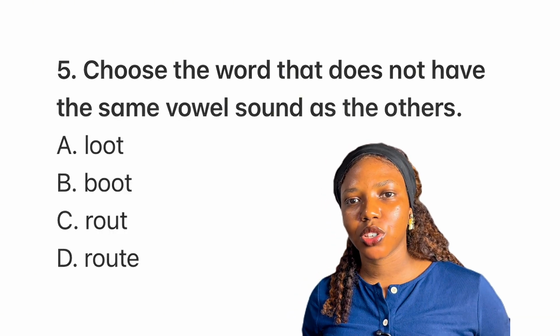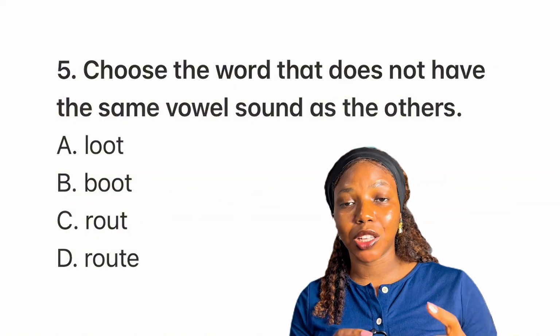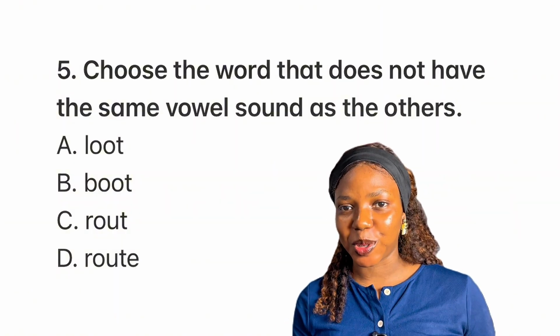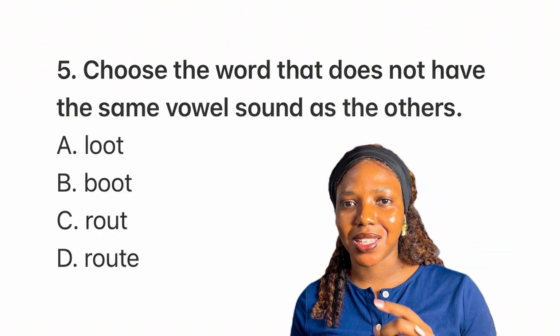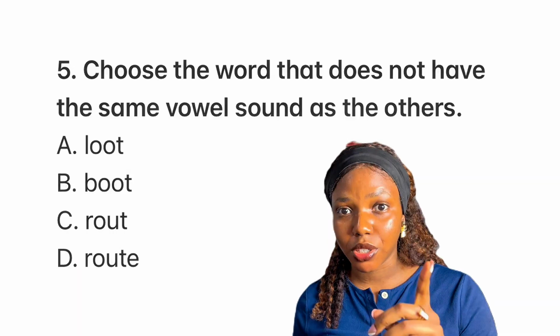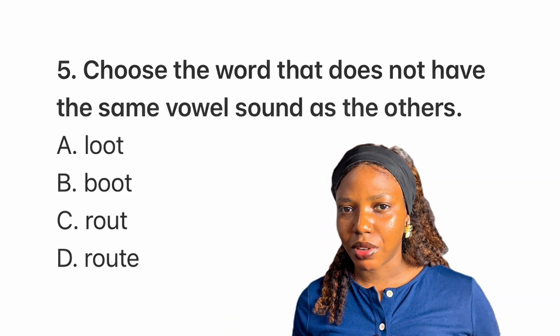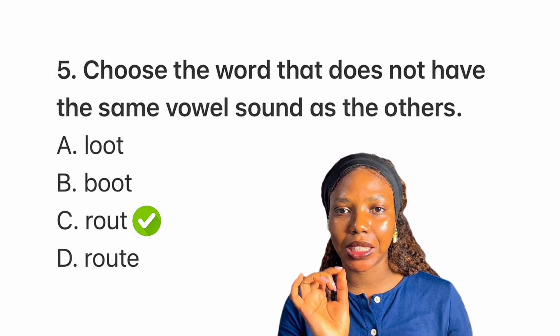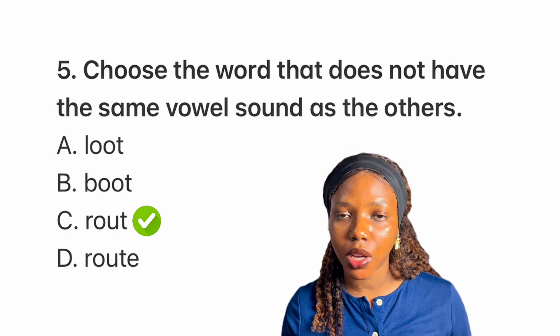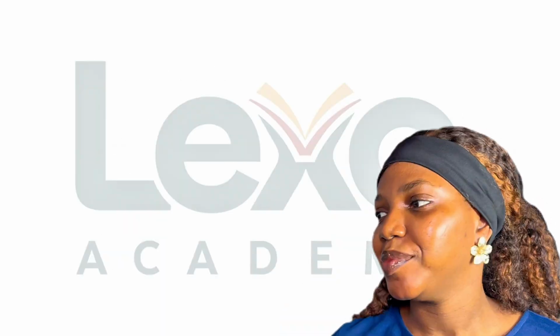So it's the same pronunciation as root, right? A part of a plant. Same pronunciation, okay? Route. Same as schedule and schedule. You need to know what your examiners are expecting. They're expecting schedule, not schedule, right? So final answer to this question is option C, route, because it has a different vowel sound, which is a diphthong ow.